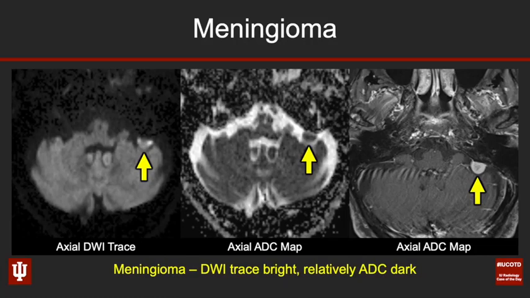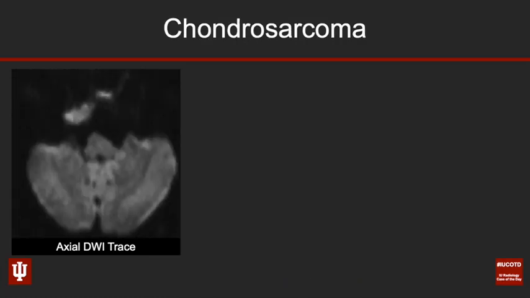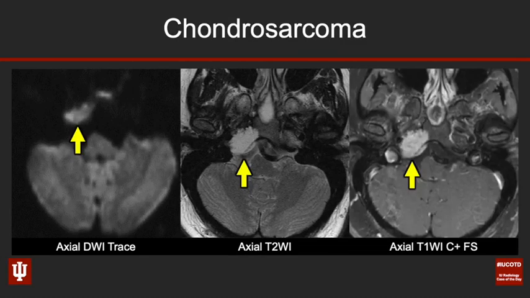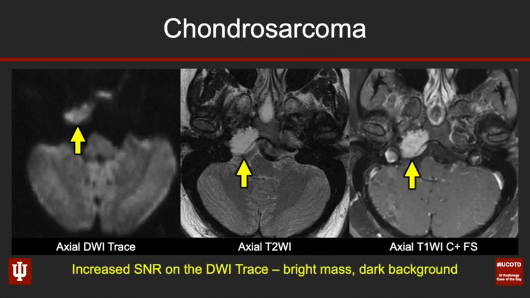Here's an example of a chondrosarcoma. You can see just how much this skull-base chondrosarcoma pops out against that very dark background of suppressed marrow fat that you get from the EPI diffusion prep that has a fat saturation included with it. So it's bright on the trace diffusion. You can see it's also bright on your T2 weighted image, sort of an expansile petroclival mass, and it avidly enhances. Very characteristic of a chondrosarcoma.